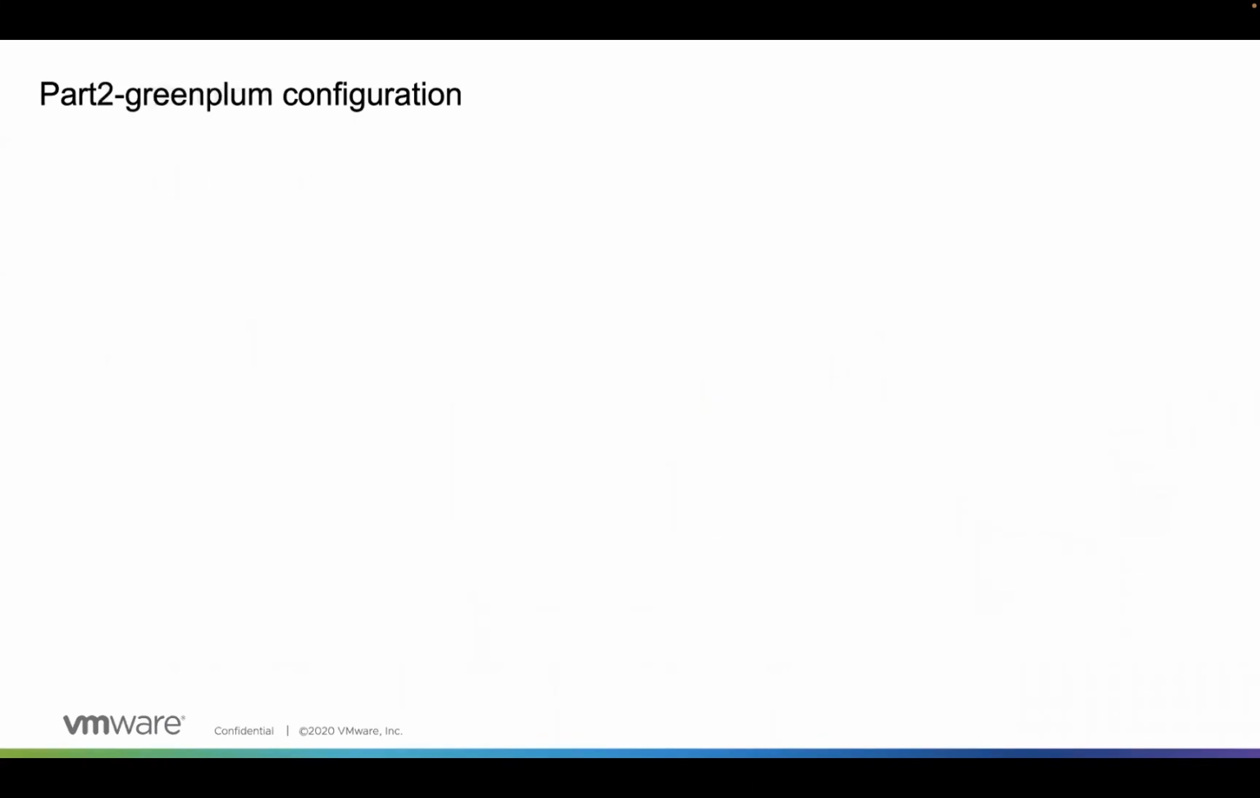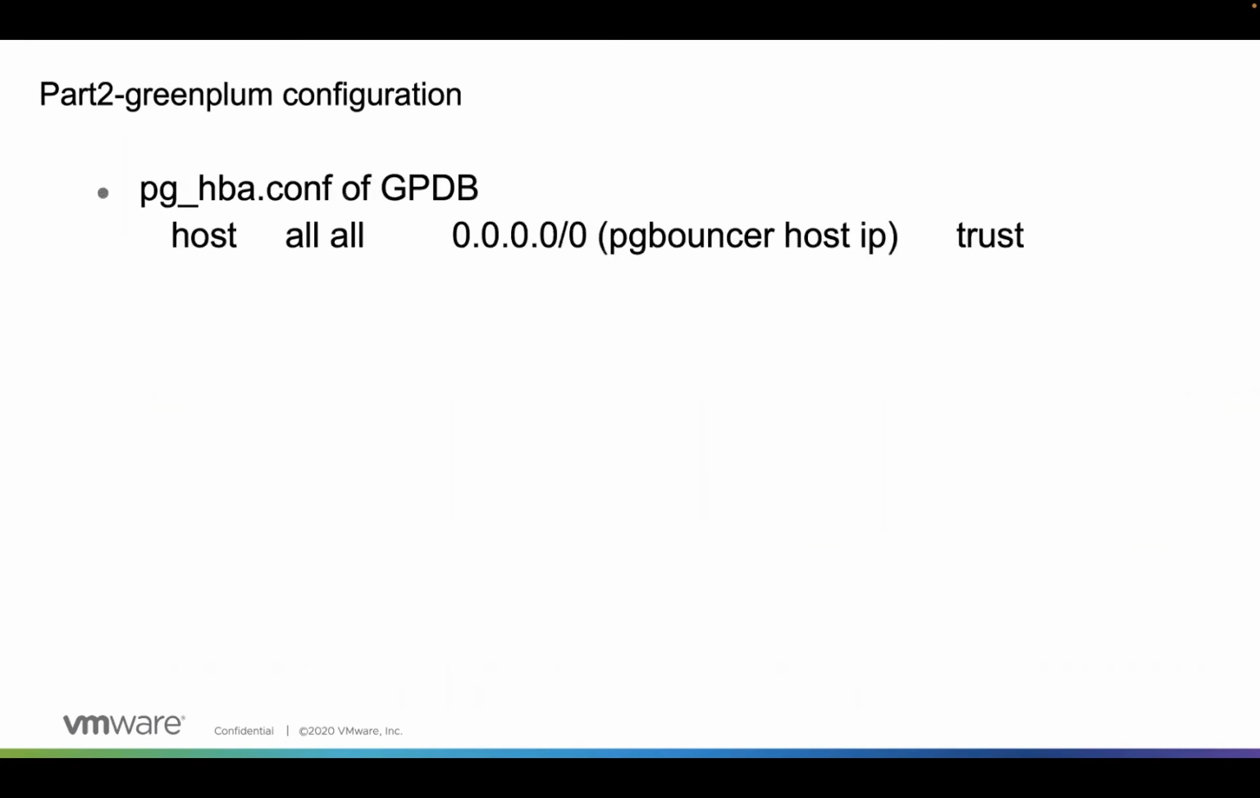And the second part is at the Greenplum side. We have to set the pg_hba.conf in GPDB. Here, for simplicity, we just set all users to log in as trust. But in a production environment, you need to set the IP part to the PgBouncer host IP.